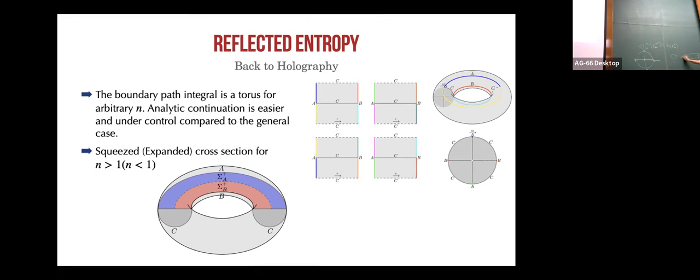These are the two boundary intervals C. This is A and this is B. And there's this cusp here, and the cross section is here. So the tri-way cut is the cut which is the union of these three things. So it's this junction.